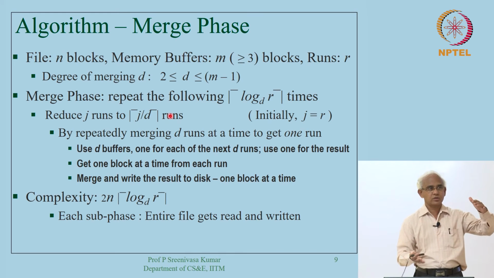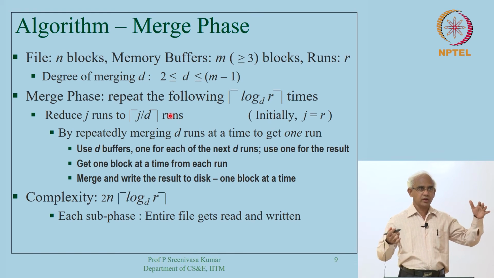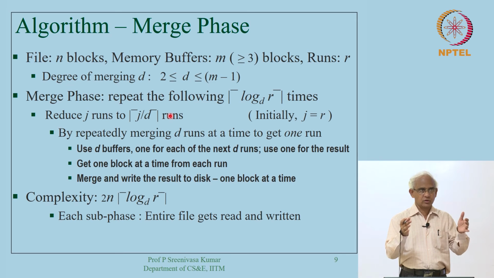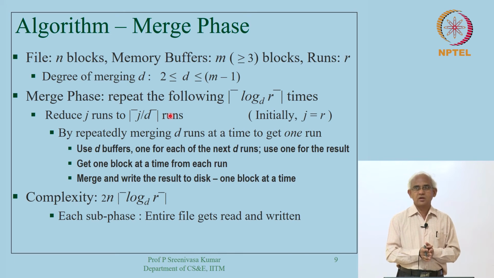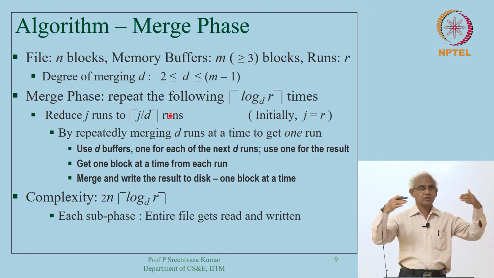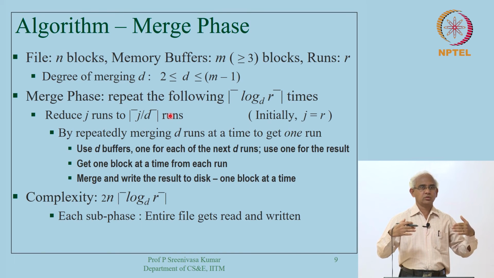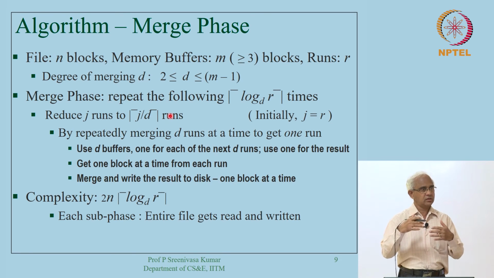Here you have r runs to start off. Each time you do a d-way merge, you reduce these r runs to r by d runs, and in the next phase you will reduce it to r by d square and so on. So, a factor of d is the reduction in the number of runs, and so the number of times this whole thing has to be done is essentially log r to the base d. That many times you have to do it.